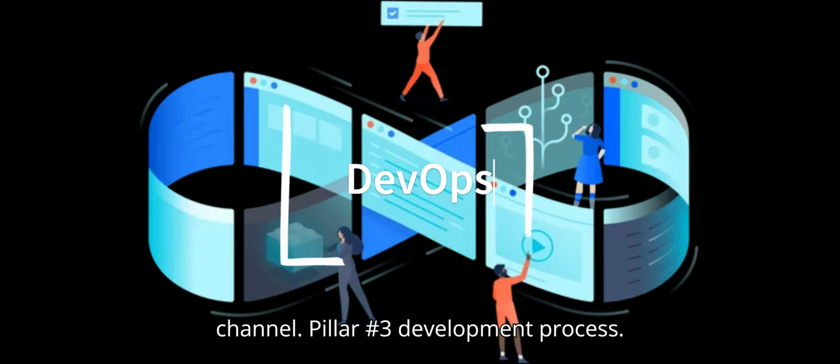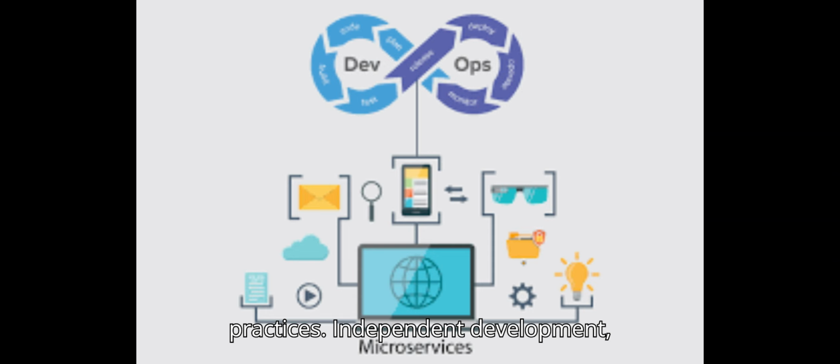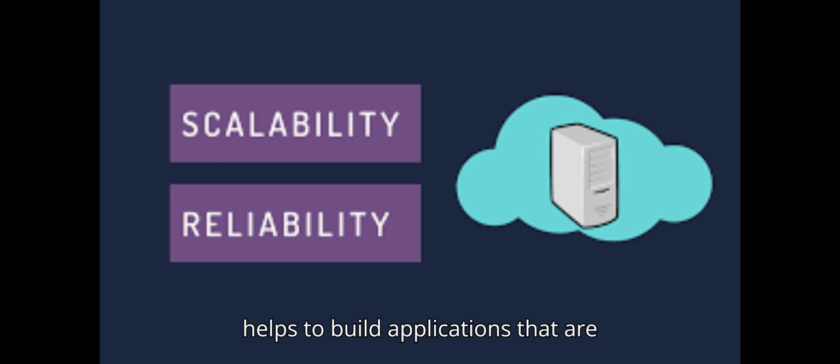Pillar number 3, development process. Cloud native applications follow DevOps practices. Independent development, scaling, and deployment of microservices require high collaboration between development and operation teams to ensure quick delivery. Overall, cloud native helps to build applications that are fast, scalable, and reliable.